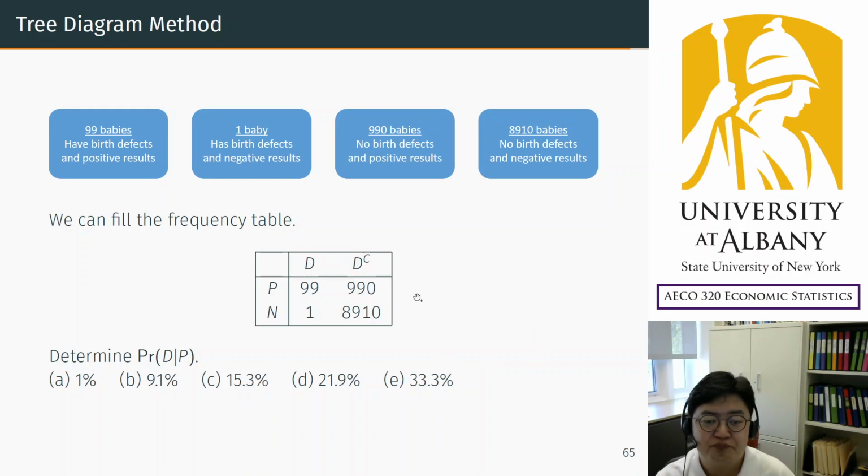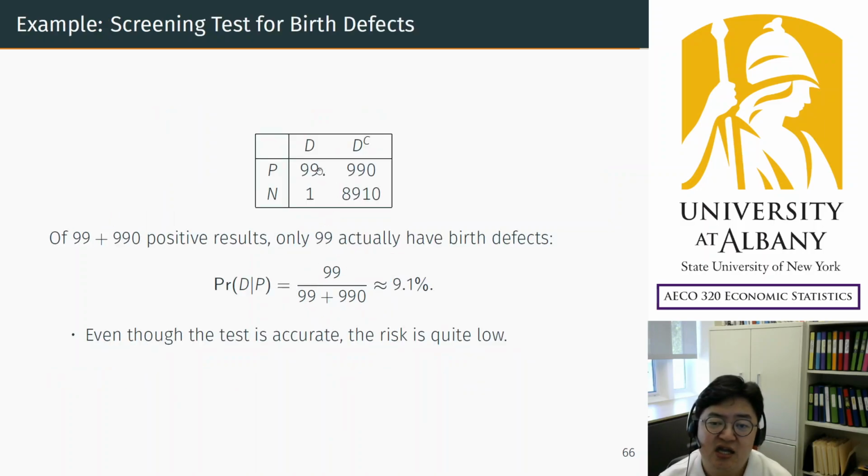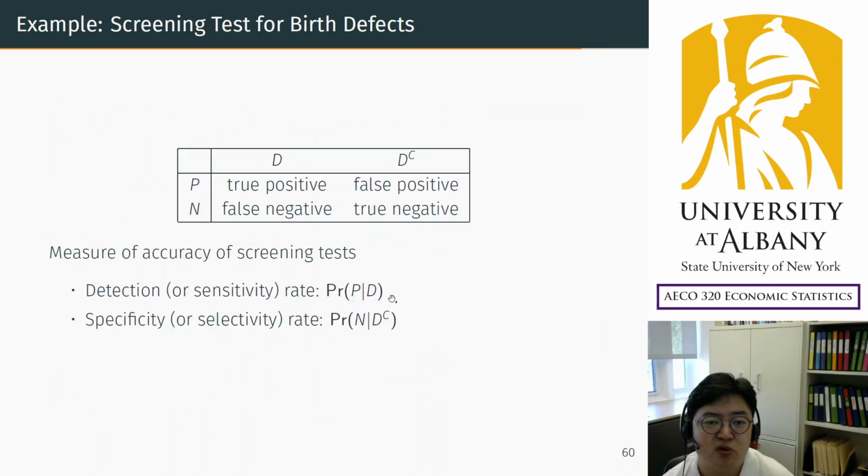Calculate this probability. Okay, so once you have this 2x2 table, calculating this conditional probability is pretty easy. You delete negative results from the data, and then out of these many positive results, how many of them have the defects? This much. So the answer is 99 babies out of this many actually have birth defects. So the final probability is 9.1%. So this is very different from what the doctor told me.